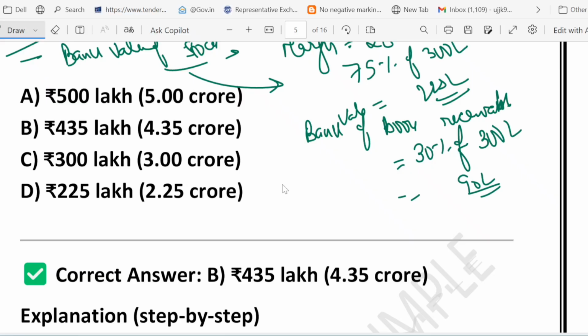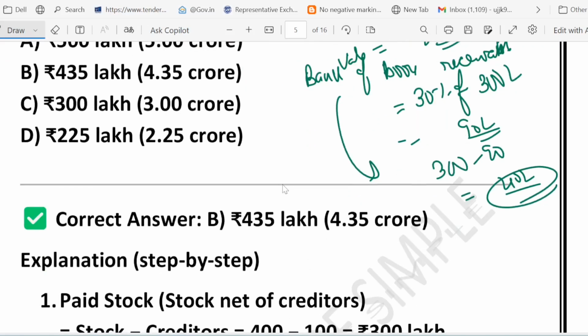So subtract that. So the bank value will be 300 minus 90, which would be 210 lakh. So that is the bank value of book debt. Now you add them. From stock we have 225 lakh, from book debt we have 210 lakh. After addition they would give us 435 lakh.